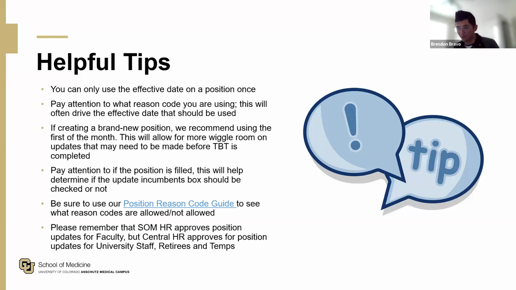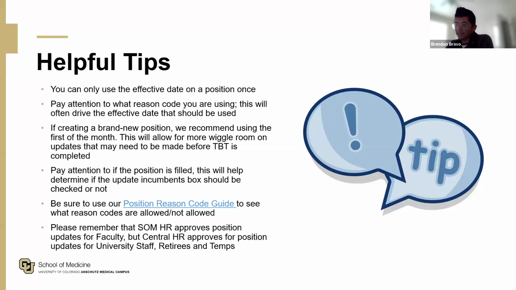Next, if creating a brand new position, we recommend using the first of the month. This will allow for more wiggle room on updates that need to be made before a TBT is completed. So let's say you create a new position and you weren't sure who the report to was going to be, so you just put some position number and then you find out it should be something else. If the person's supposed to start 1/15 and you created that position for 1/15, you're going to get errors down the line. But if you use 1/1, it gives you more effective dates to use to be able to make additional updates.